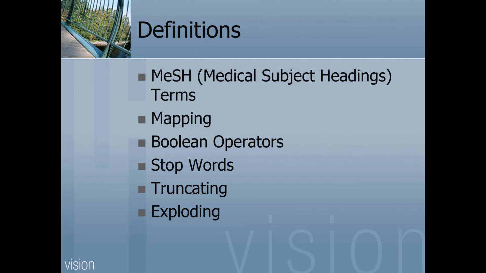Exploding. Exploding is a term used during the mapping process to retrieve not only the subject heading, but the subheadings under the subject heading. For example, the subject heading ankle joint will also have the subheading abnormalities, analysis, pathology, and radiography, to name a few.